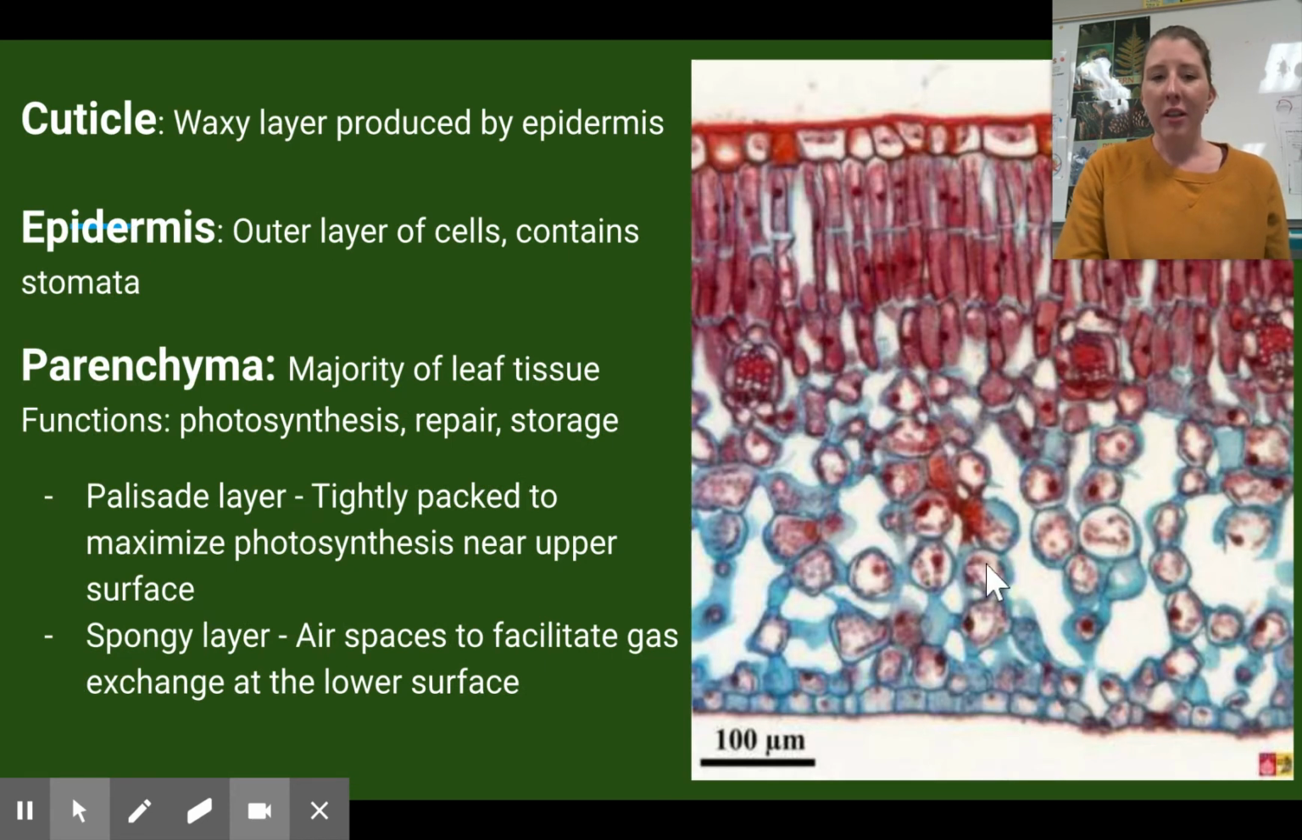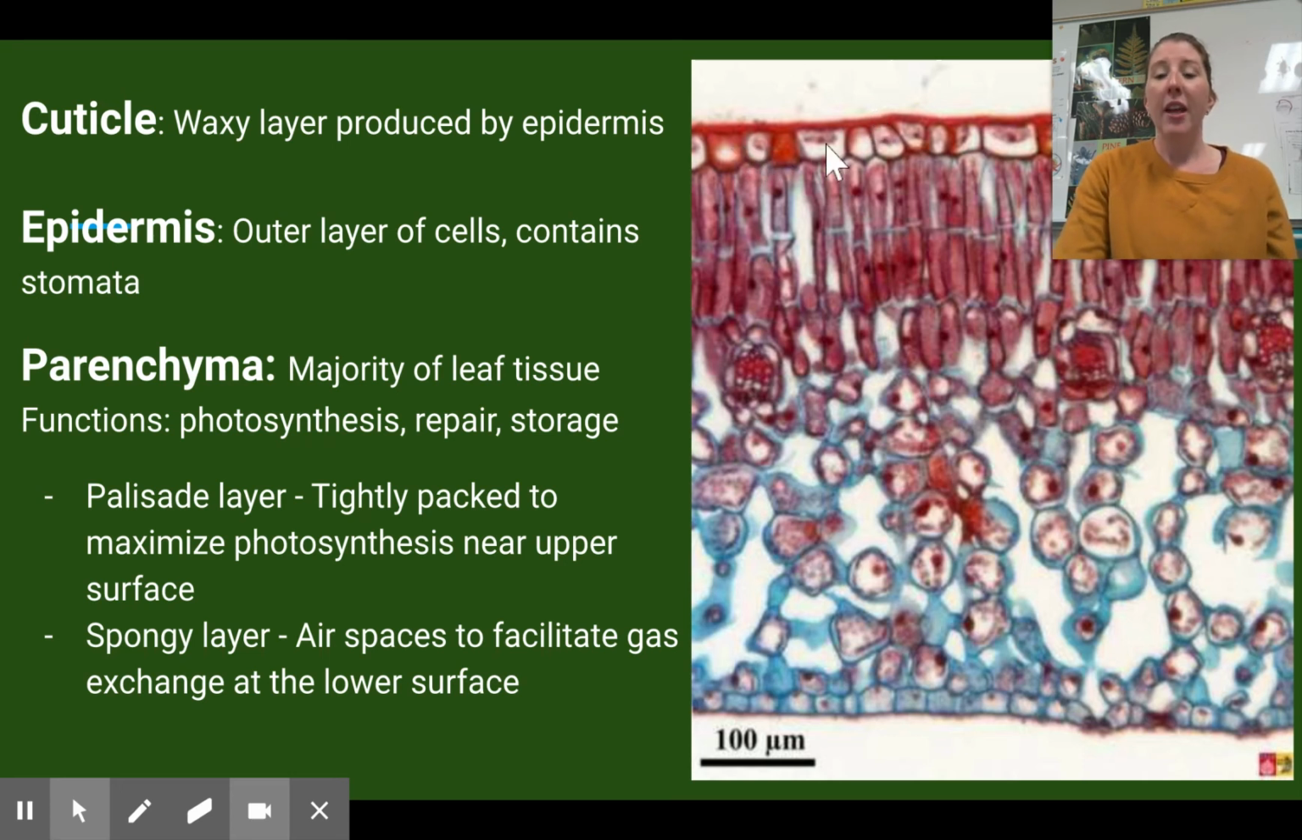Now, if we're looking at a cross-section of a leaf, you can see the different layers of the leaf. So up here is the top surface, what would be facing up towards the sun, and then down here is the lower surface facing towards the ground. First, outside the leaf cells, there is a waxy cuticle. So it's secreted by the epidermis, but the cuticle itself is not made of cells.